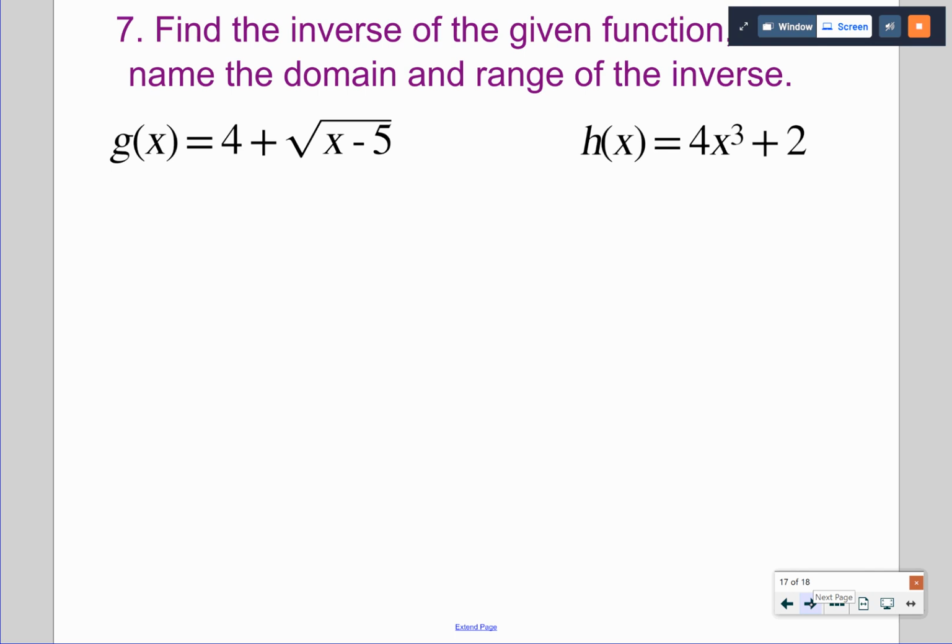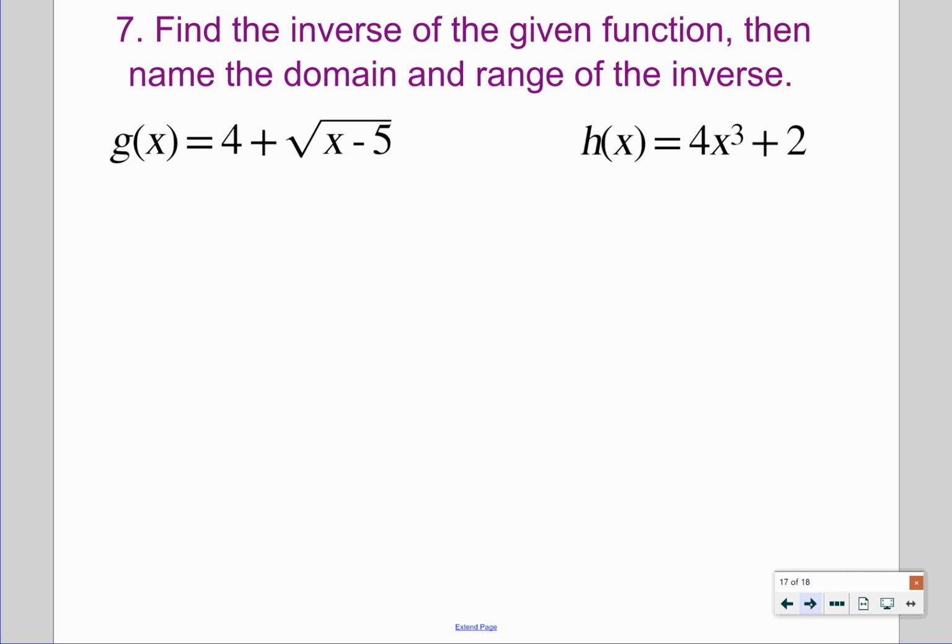Okay, the next two problems are practice for inverses. I'm going to change g of x to a plus. The minus makes it a little difficult, and you'll see why in a minute. It doesn't make it harder to find the inverse, but it makes it harder to find the domain and range. So I'm just going to leave it as a plus there instead of a minus like it originally was written.